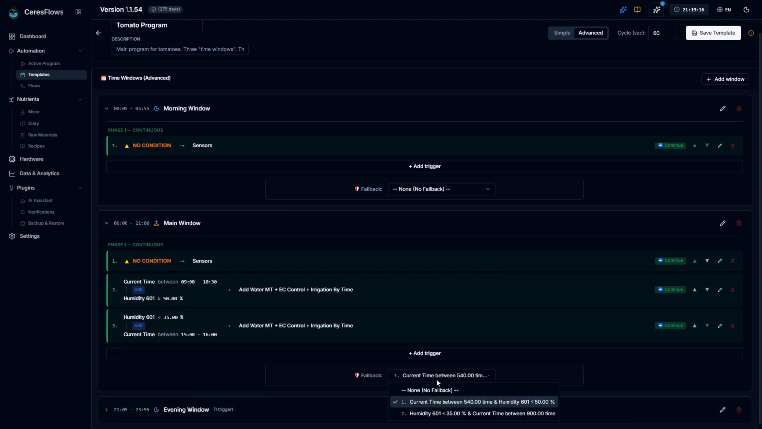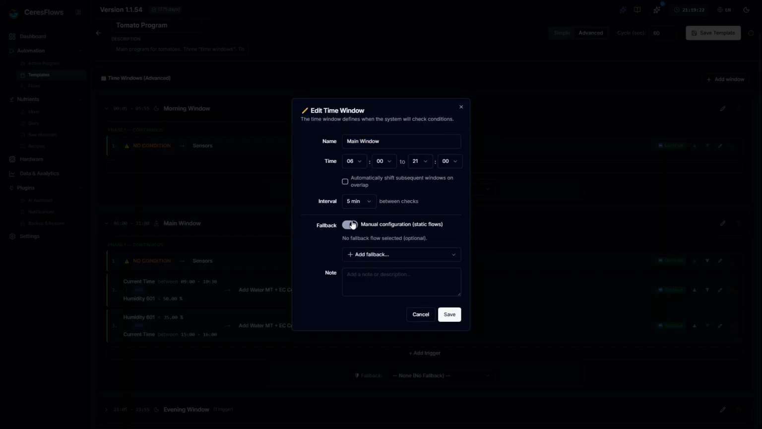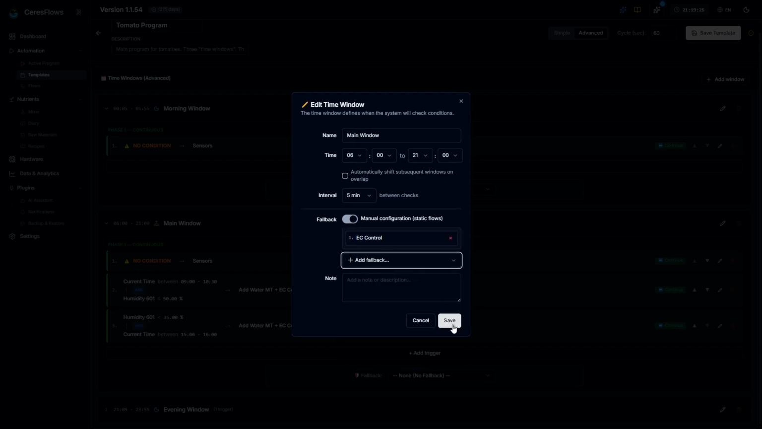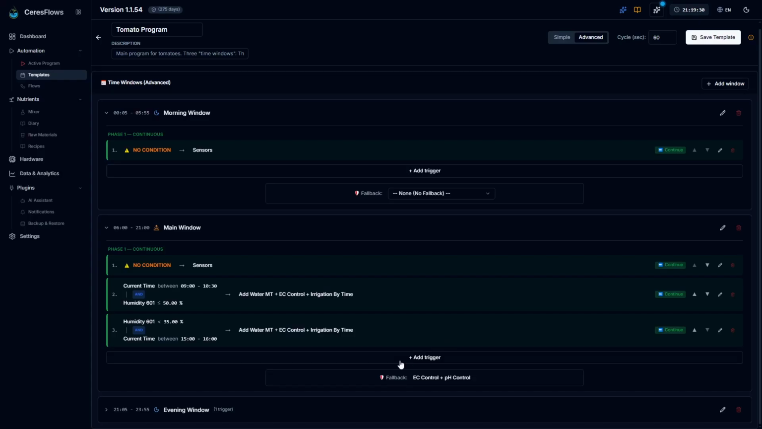CeresFlows never runs multiple programs, flows, or blocks simultaneously. Sequential execution is a core architectural principle that guarantees safety and predictability. If EC must be corrected before pH and watering only after that, this exact order is what happens.